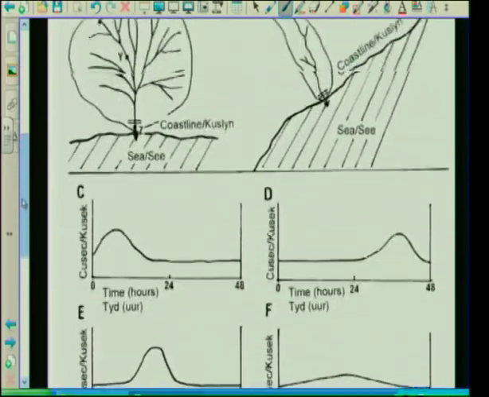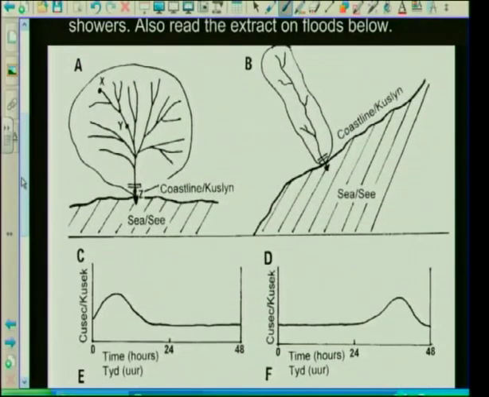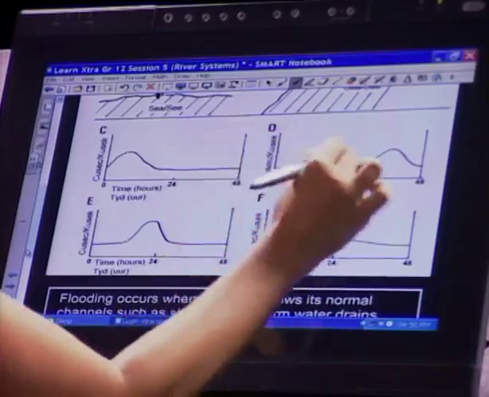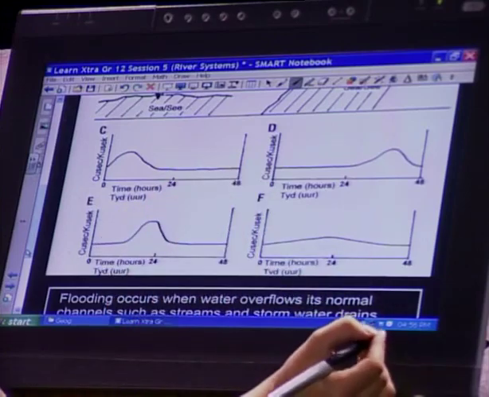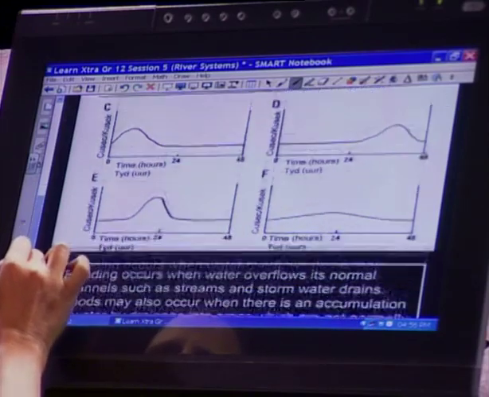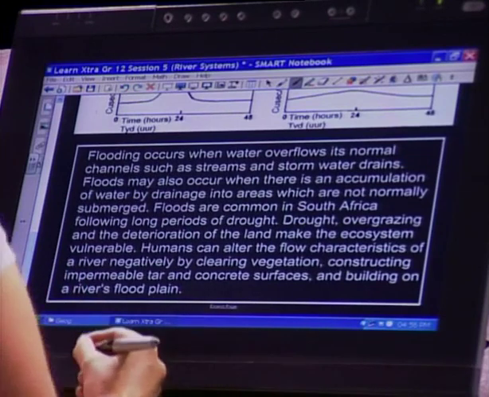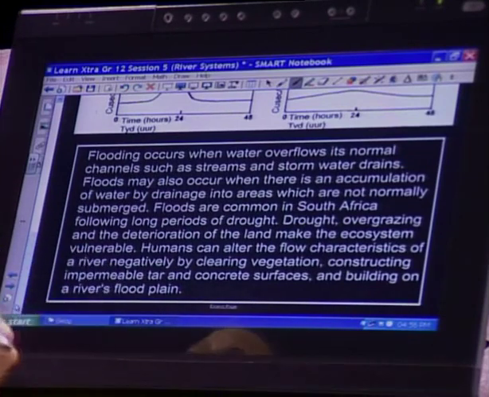Okay, so you will see that we've got 2 drainage basins, obviously of a different shape. Below those 2 drainage basins, we have been given 4 hydrographs. Underneath the hydrographs, it speaks about flooding. And like I said to you before, you need to read the information that's given to you, highlight important key concepts, and use that information to answer the questions that follow.